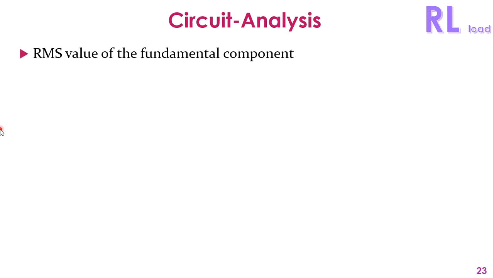Then the RMS value of the fundamental component is given by this expression, 4 EDC by root 2 pi. After simplifying, 4 by root 2 pi will be 0.9. So the RMS value of the fundamental component will be 0.9 EDC.